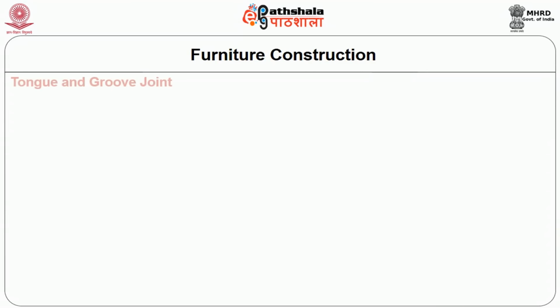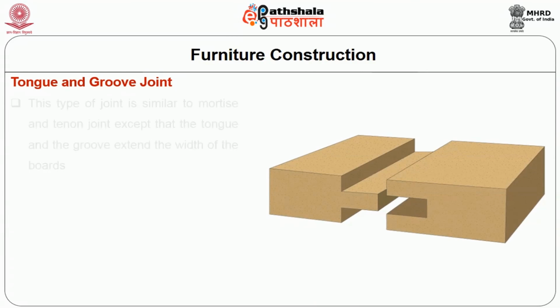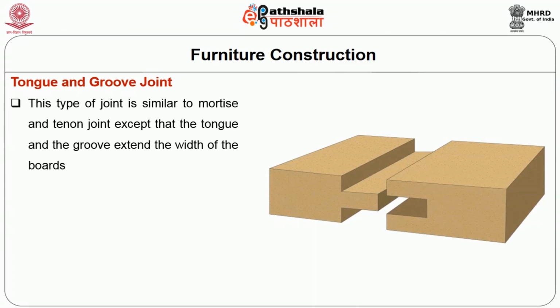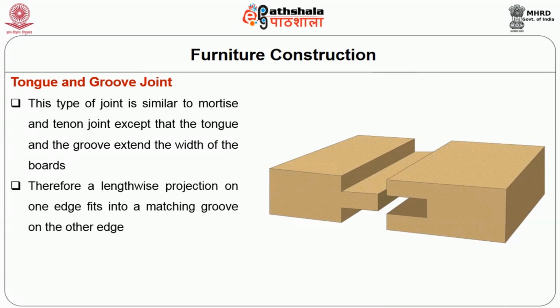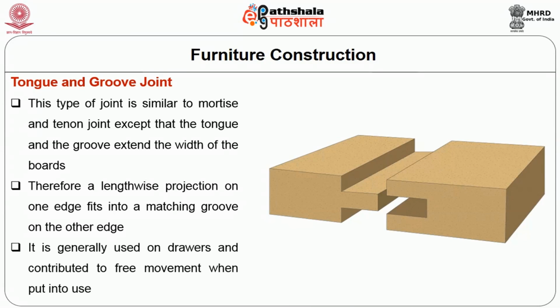The next joint is tongue and groove. This type of joint is similar to the mortise and tenon joint, except that the tongue and groove extend the width of the boards. Therefore, a lengthwise projection on one edge fits into a matching groove on the other edge. It is generally used on drawers and contributes to free movement when put into use.